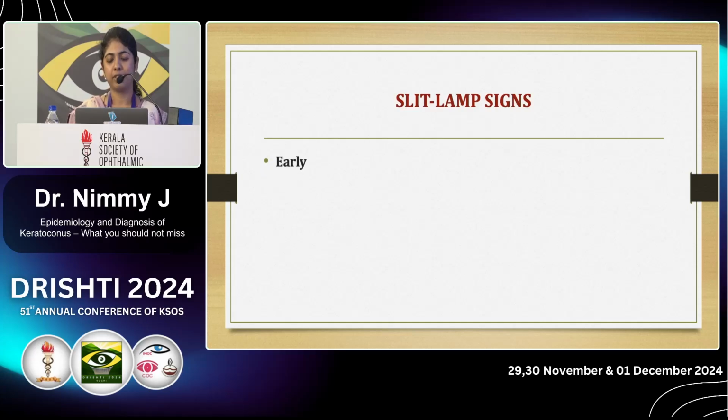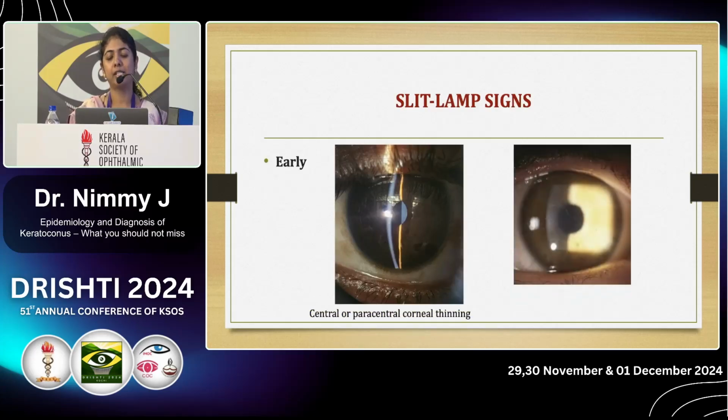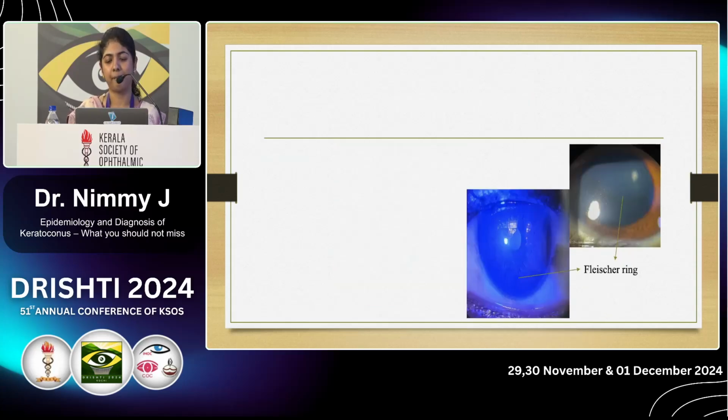This is one of our patients showing this clinical photograph. There is a central paracentral corneal thinning, and the thinning is maximum at the apex of the cone. Another early feature is the prominent corneal nerves.